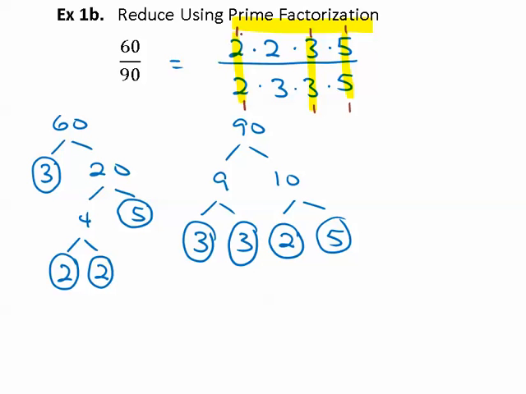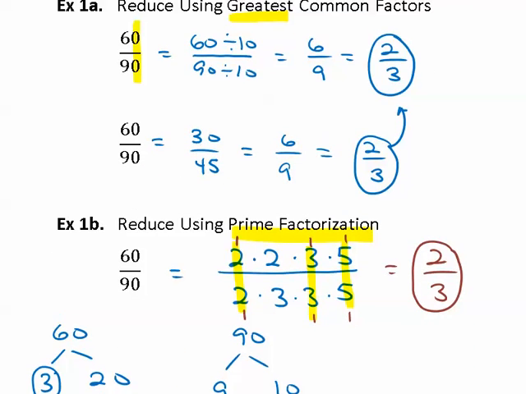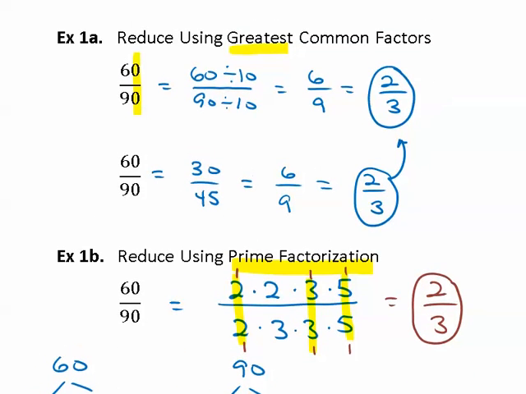So on top, we're left with 1 times 2 times 1 times 1. So multiplying all four numbers on the top gives us 2. On the bottom, 1 times 3 times 1 times 1 is 3. So we got the same reduced fraction as we did in the examples above. Okay? So let's take a look at another example.